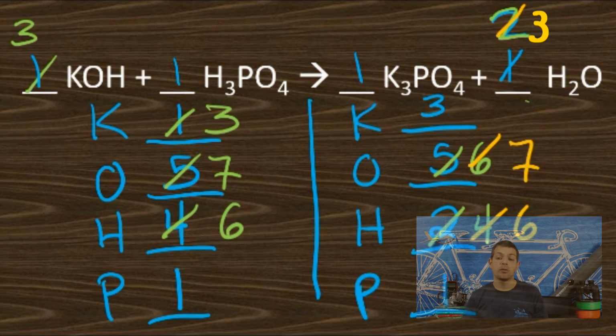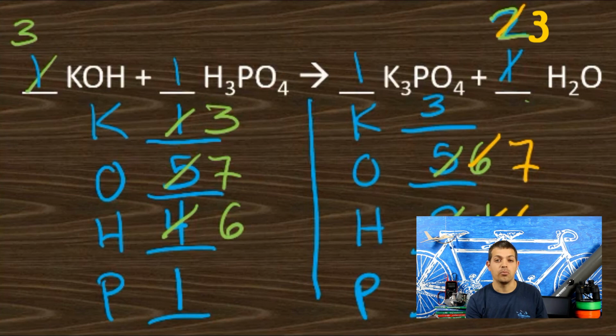So yes, we took a little bit longer of a route, but we still ended with the correct answer. And we didn't have to stress, okay? That was nice. All our work was shown. 3 KOH plus 1 H3PO4 yields 1 K3PO4 plus 3 H2O.